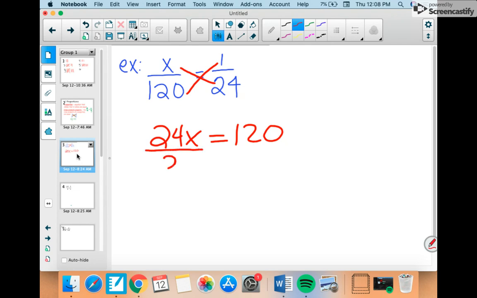So we have a one-step equation here. We're going to divide by 24. So we get X equals 5.